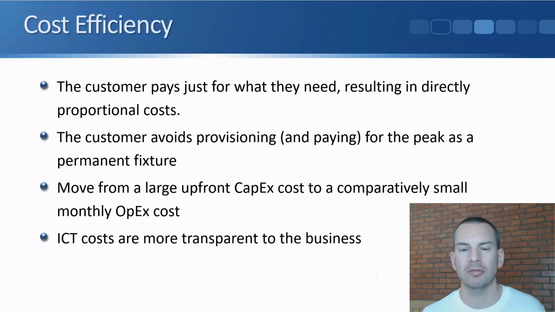Next, we have cost efficiency. The customer pays just for what they need, resulting in directly proportional costs. The customer avoids provisioning and paying for the peak as a permanent fixture. For example, let's say we've got a customer and on average they require 10 servers, but at peak times they require 20 servers. Well, if they were deploying an on-premises solution, they would have to deploy 20 servers to cope with the peak, and those 20 servers would be there all the time.